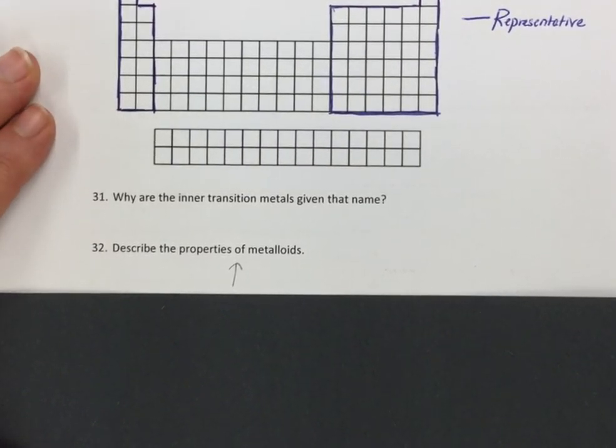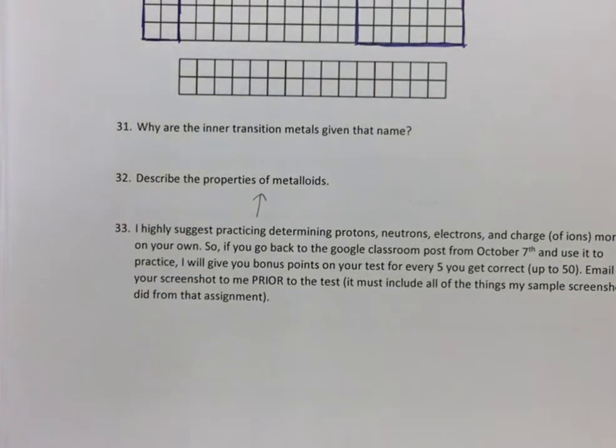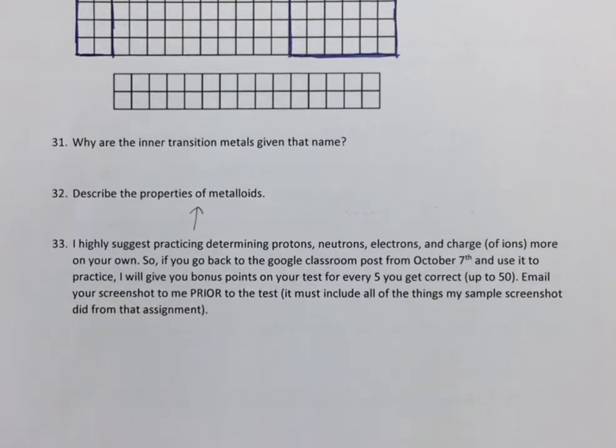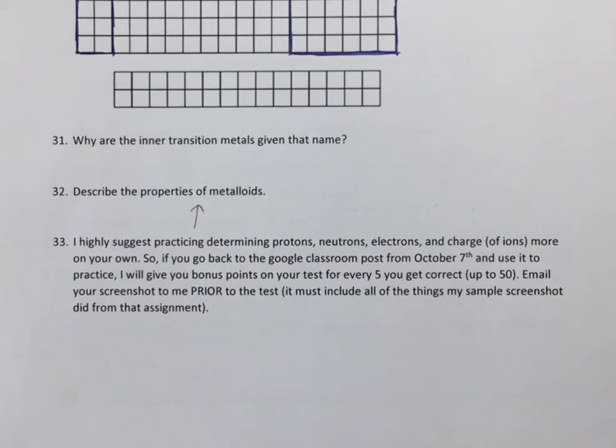And then the properties of metalloids, we talked about it earlier, so I don't know why I put that twice. I apologize. And then number 33 is your bonus point opportunity. So I suggest you use your time wisely and get some of those because those opportunities don't come along that often.